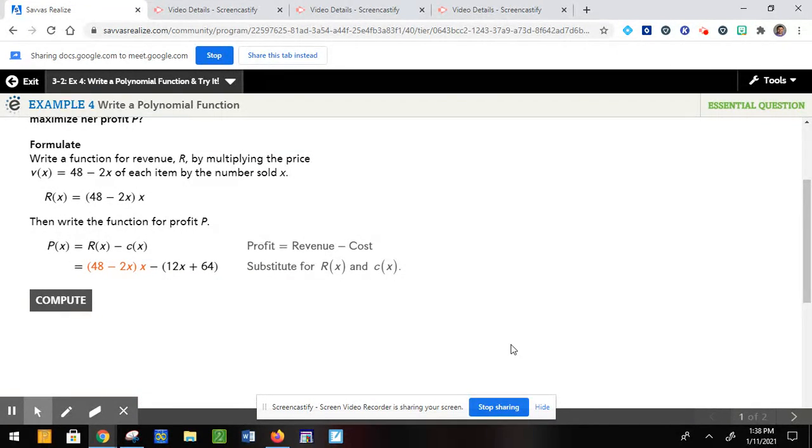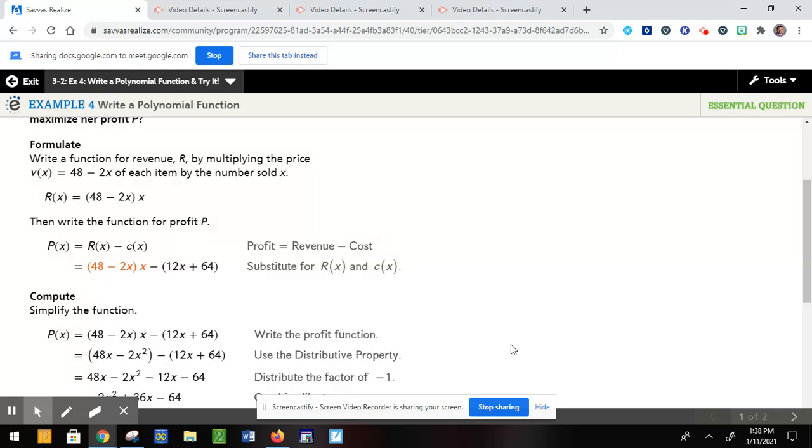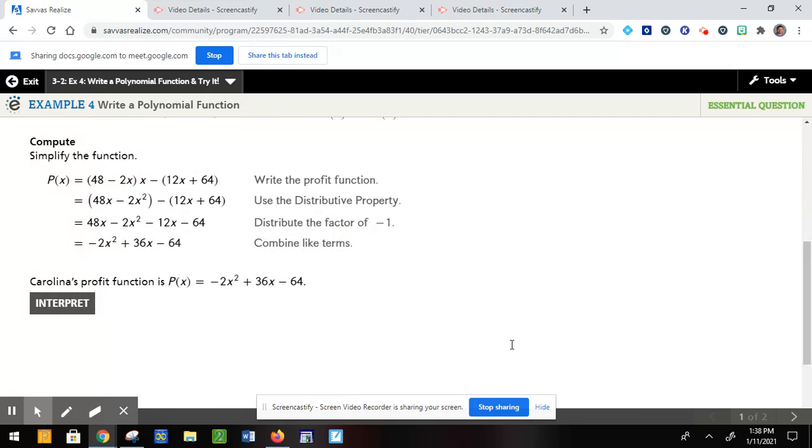So you end up with 48 minus 2x times x is the revenue, subtracting the cost, which is 12x plus 64. Now you're going to simplify that function. So 48 minus 2x times x, you're actually going to distribute the x in. You're going to distribute the negative to the cost function. Now you're going to combine like terms and put it in order. You get negative 2x squared plus 36x minus 64. So that is the profit function.